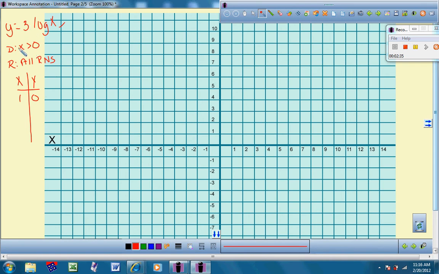Alright, the next value I'm going to use is 10. 10 is greater than 0. I know that log 10 equals 1, and 1 times 3 would be 3. So when x is 10, y is 3. Alright, I'm going to go ahead and graph those 2 points now. I'm going to graph (1, 0) and (10, 3). Okay, and we're going to draw a nice curve in the upward direction.